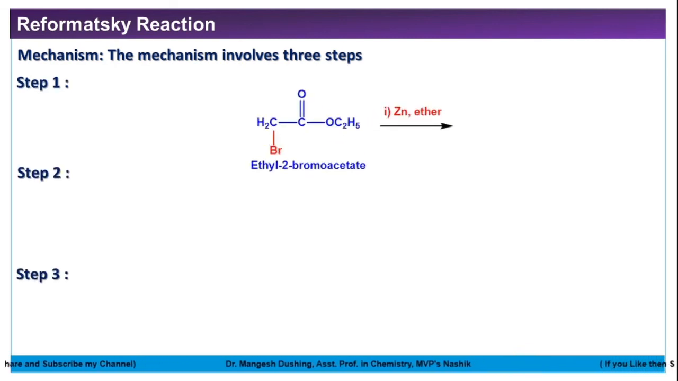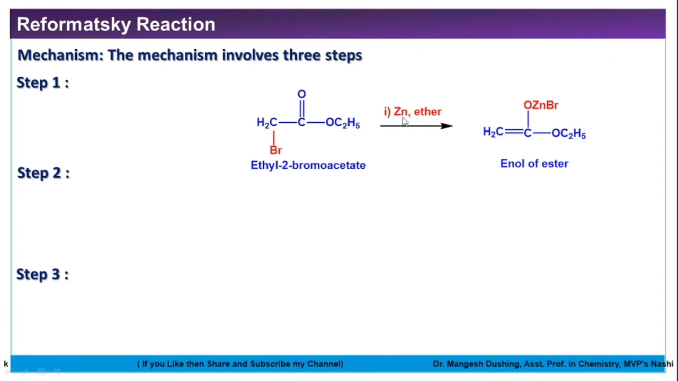First step is carbanion formation, that is insertion of Zn in between the alpha carbon and bromine. So this is alpha bromoethyl acetate in presence of zinc and ether. Ether acts as a solvent. We will get this compound. This is called the enol of the ester. Zn gets inserted in between carbon and bromine, and this carbanion will form. This carbanion donates electrons over here, so a carbon-carbon double bond will form, this pi bond will break, and O minus will form. This O minus is stabilized by Zn plus and Br. So this is the enol of the ester.